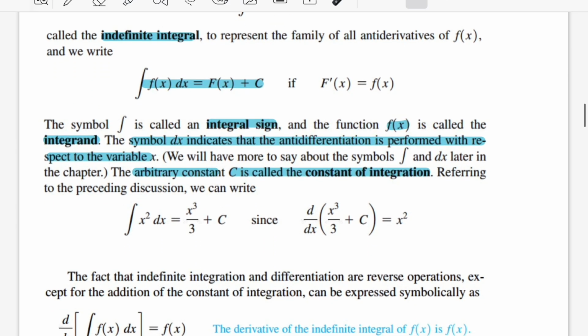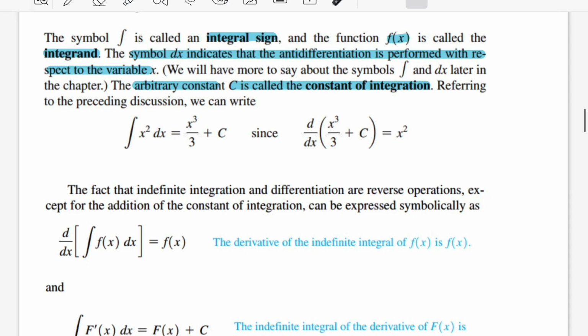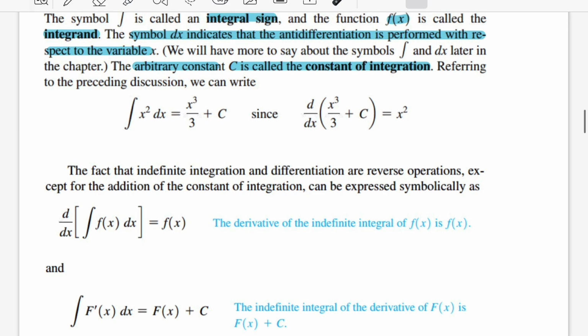And then just something to note here. The fact that indefinite integration and differentiation are reverse operations, we can express symbolically as taking the derivative of this indefinite integral here. They just undo each other and we end up with our function. So this means the derivative of the indefinite integral of f(x) is just f(x). Similarly, if we were to take the indefinite integral of the derivative of our function here, this is going to be our function plus some constant c. Okay, so they're just undoing each other.